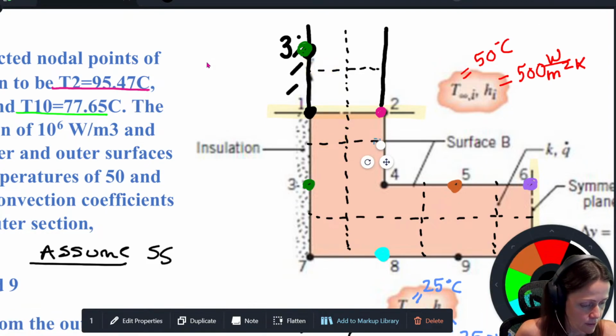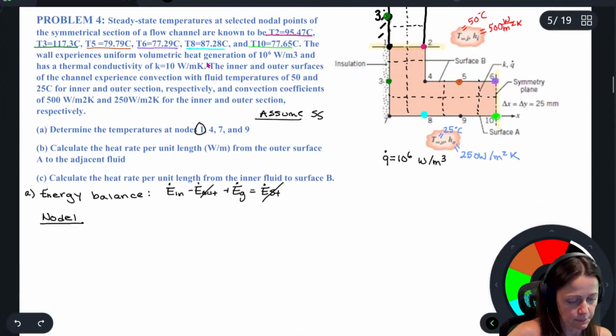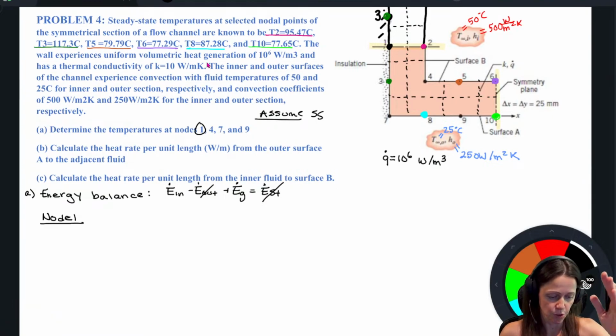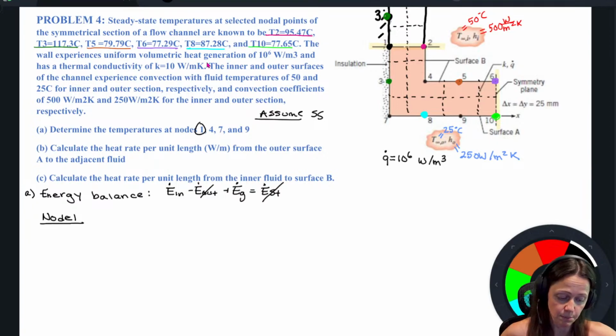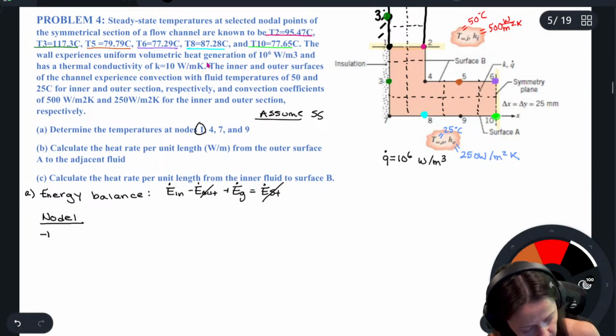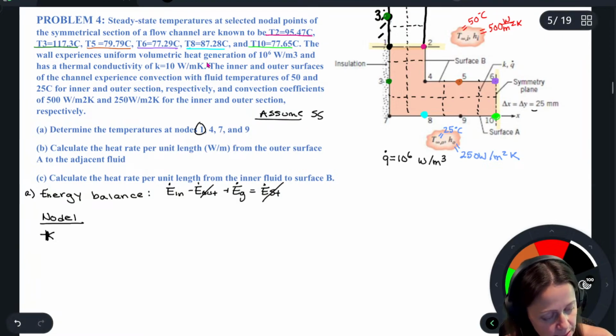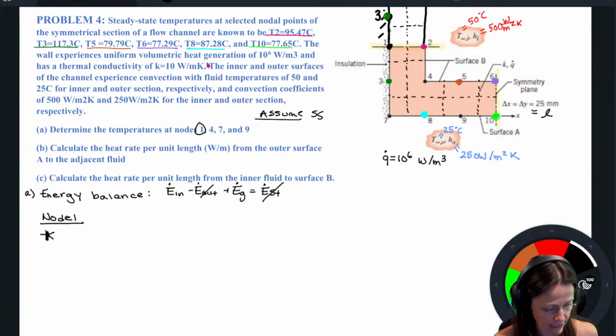Okay, so let's sum them up. I'm going to start from the top, and I'll treat them individually. So coming from node 3 on the top to 1, I have negative k times the area. Again, it's a half area, and what we've noticed is that delta x and delta y are 25 millimeters, we're just going to call it L, keeping everything nice and neat.